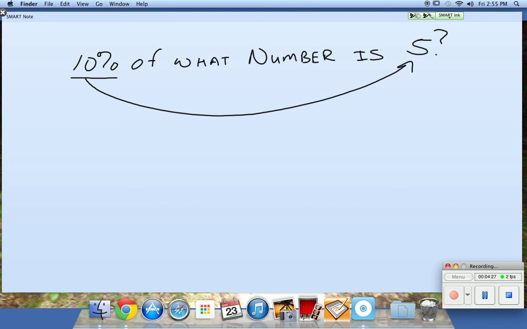So we would take 5 divided by 10%, which we know 5 divided by 10% is really 5 divided by 0.10. And in this case, if we divide this in there, and you can use a calculator for this, you're going to find out this number becomes 50. These are the 3 different ways that you're going to see working with percents in your assignment.